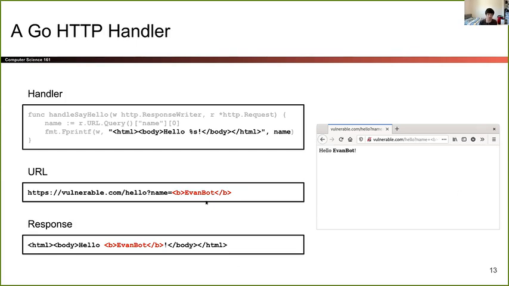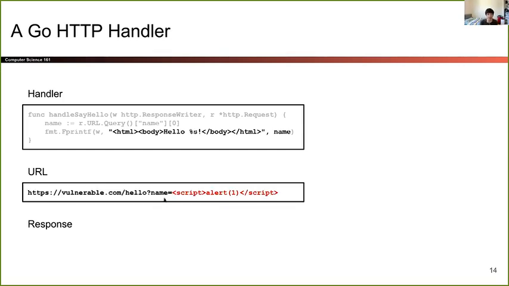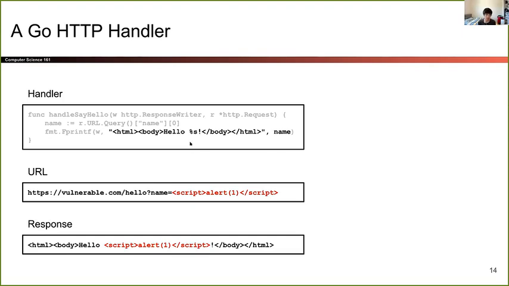All right, so we know that if we put a B tag here, it will get bolded. Well, if we want to be a little bit more malicious, we could say, hello name equals script alert1 end script. And we know, again, this is just a string. So it gets put into this %s here, and the browser receives HTML body, hello, and then the script tag.